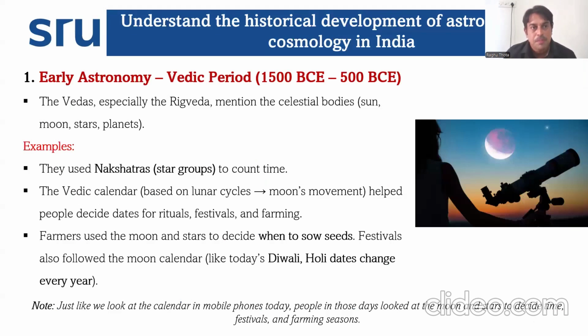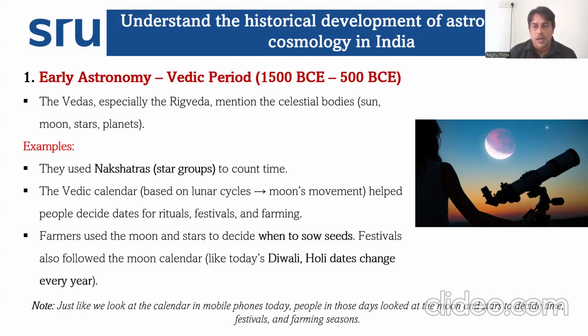Early astronomy started from the Vedic period, which belongs to 1500 BCE to 500 BCE. Among all the 4 Vedas, one Veda had a detailed discussion about celestial bodies such as the sun, moon, stars, and planets. What is the name of that Veda? That is called Rig Veda. Among all the 4 Vedas, Rig Veda specially talked about celestial bodies during the Vedic time. There are many examples which prove that our ancestors from the Vedic period followed the observation of the universe. Let us see some examples.